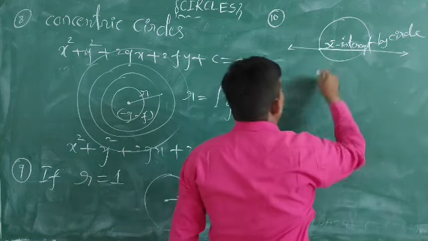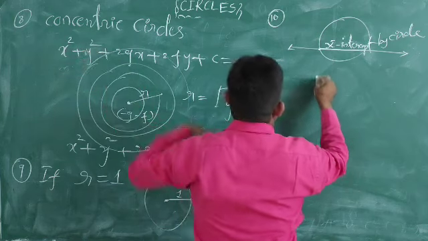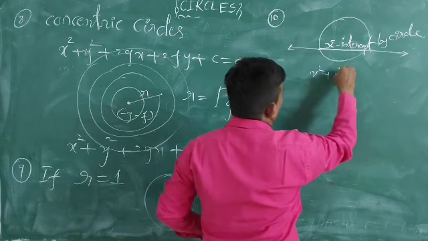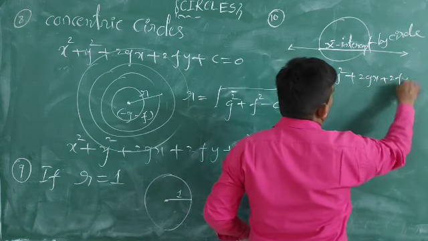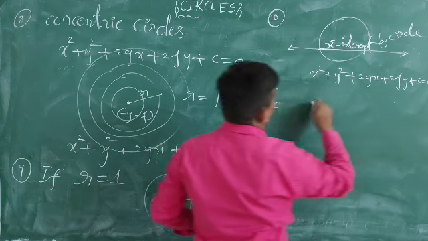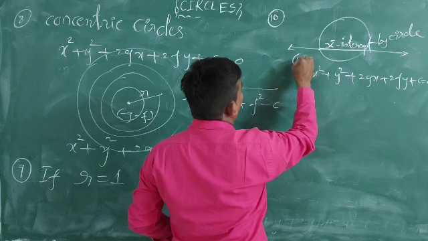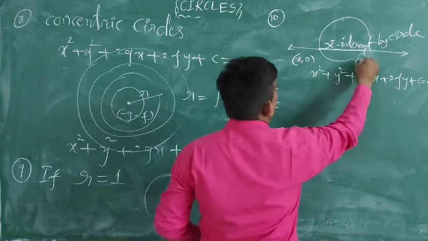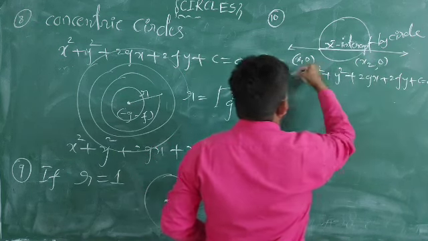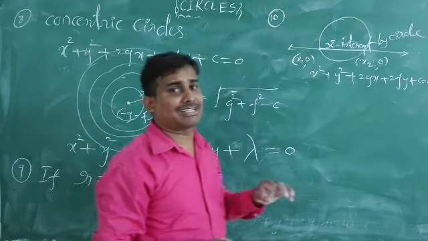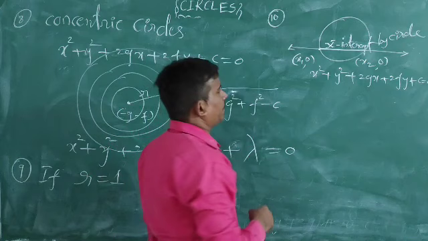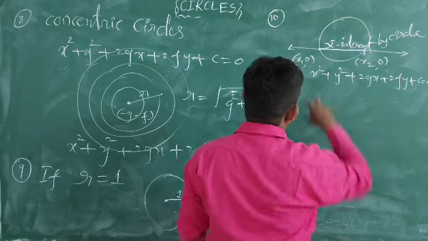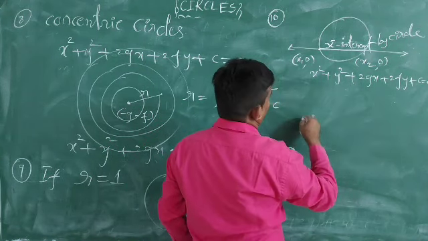What is the value of this one? If our circle is x square plus y square plus 2gx plus 2fy plus c equal to 0, and these 2 points are, we don't know, x1 and x2. Of course, these 2 points lie on the x-axis, that's why their y coordinates are equal to 0.